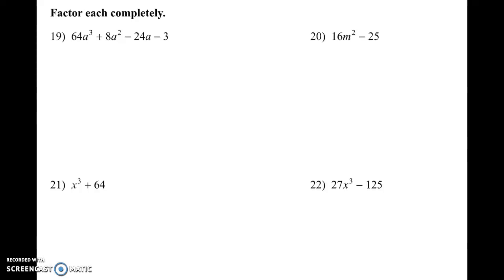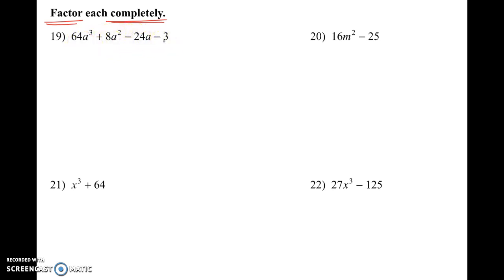All right, guys, we are going to pick up on question 19 where I left off in the last video. First thing we're going to do is read the directions. It says to factor completely. So the first thing we do when we factor is look for a common factor or a common number that goes into all of your terms. So I have 64, 8, 24, and 3.